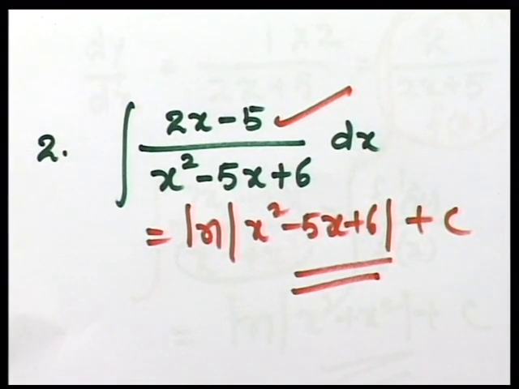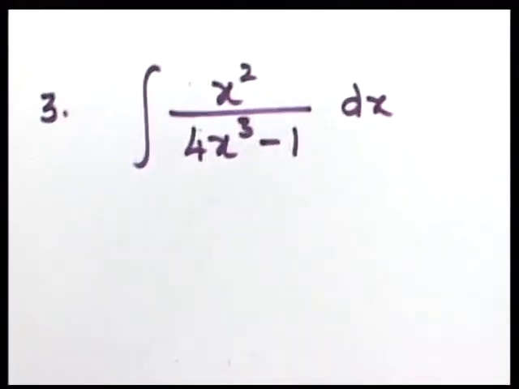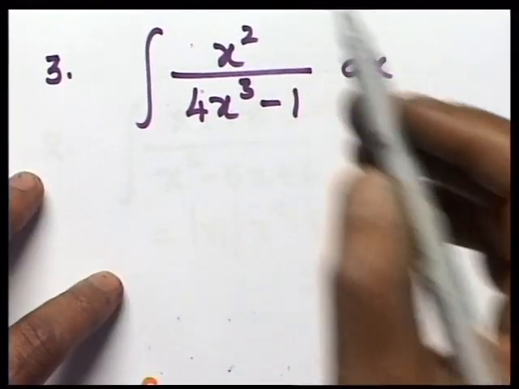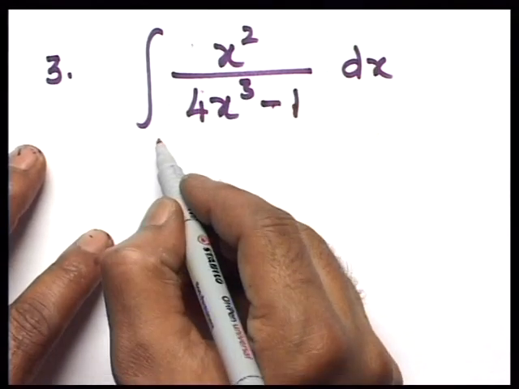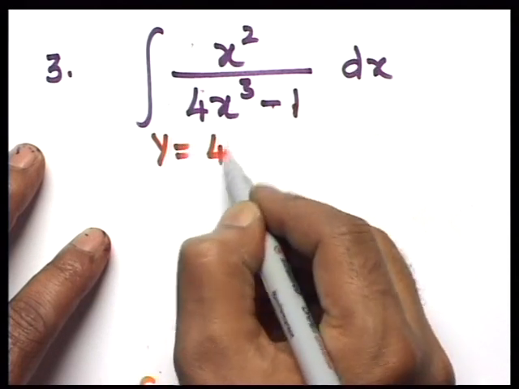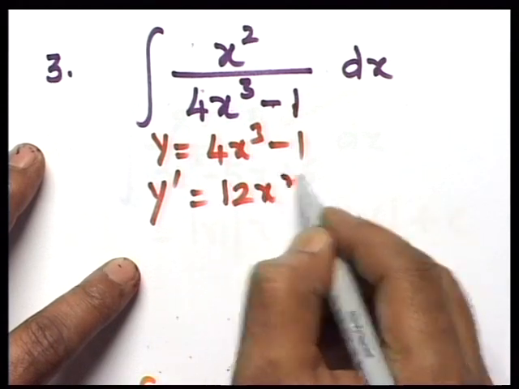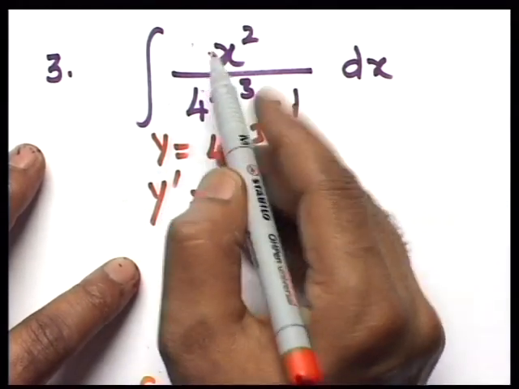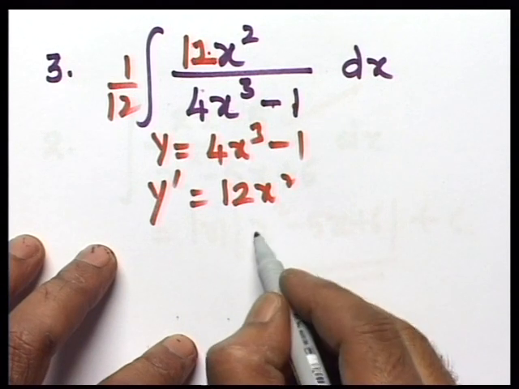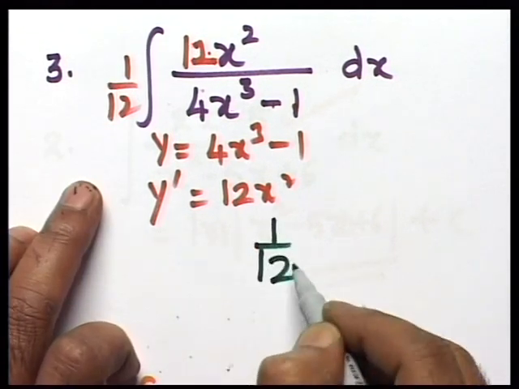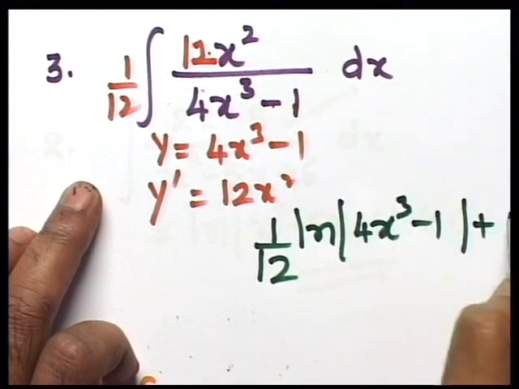So they are easy questions. Sometimes a number will be missing, but we can introduce that as we have done in many questions of that nature. There we go: 4x cubed minus 1. Differentiate the denominator. I normally do that to see what happens. 4x cubed minus 1, a quick look. y dash is 12x square. That's it, I'm supposed to have a 12x square there. 12 is missing, so it's 1/12. So the answer now is 1/12, don't forget that, natural log of the denominator, which is 4x cubed minus 1, plus c.